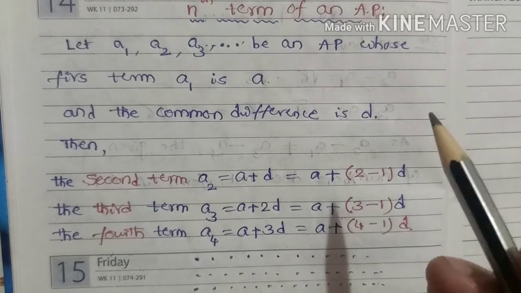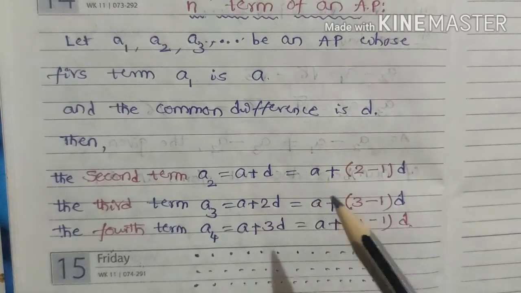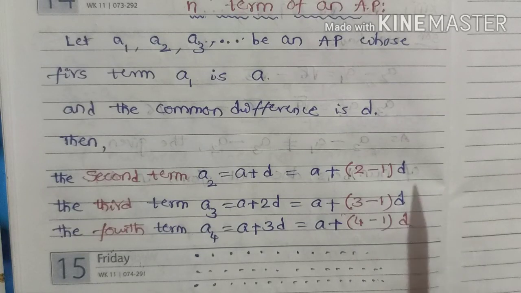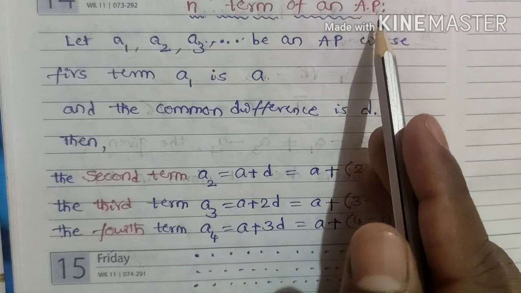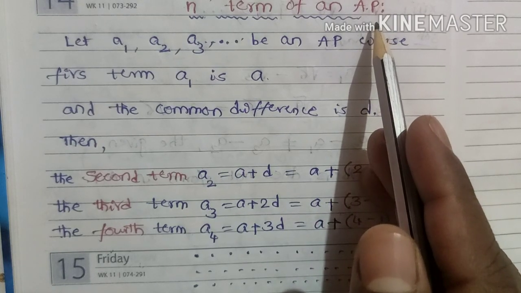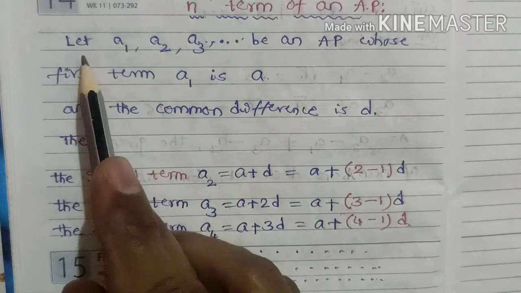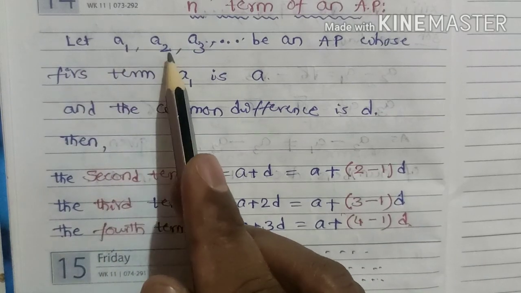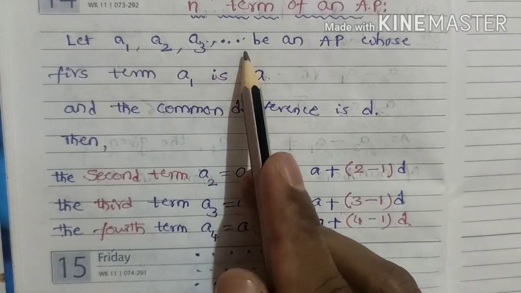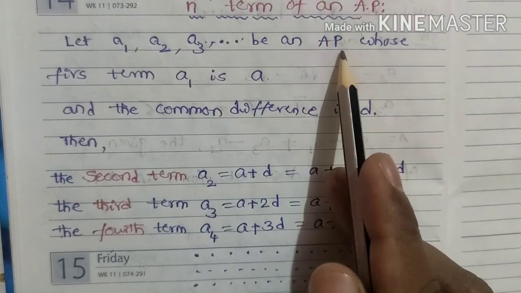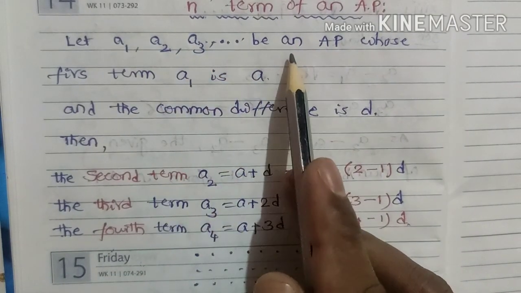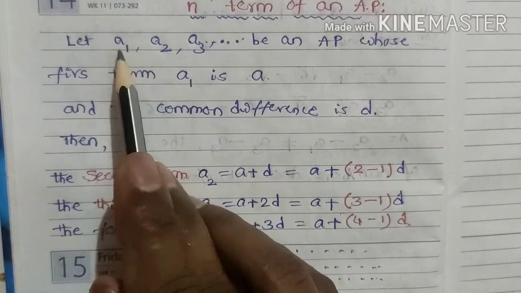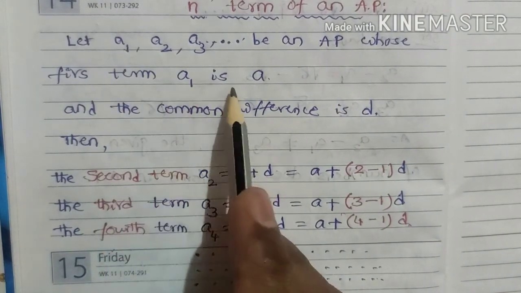In this video, you are going to learn the basics of exercise number 5.2, nth term of an arithmetic progression. How to derive the formula we are going to learn. Let A1, A2, A3 and so on be an AP, whose first term A1 is represented by A.